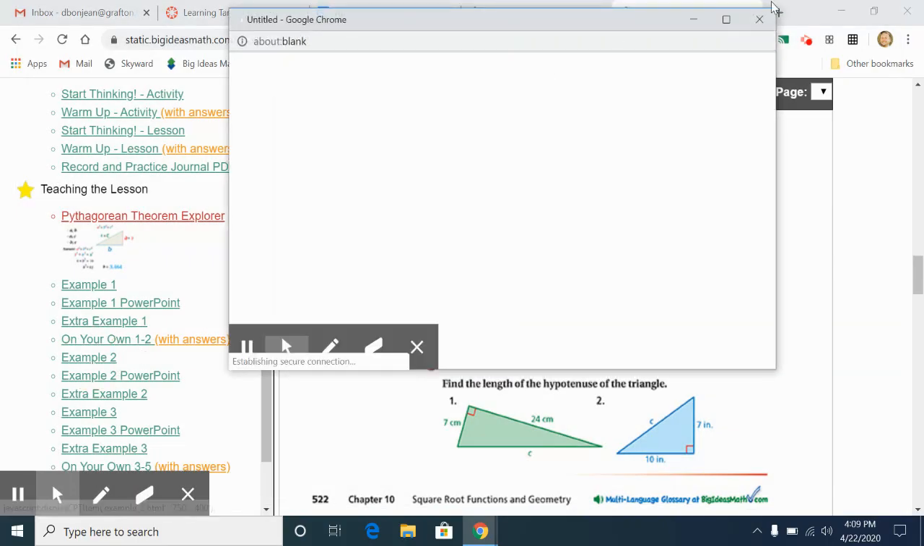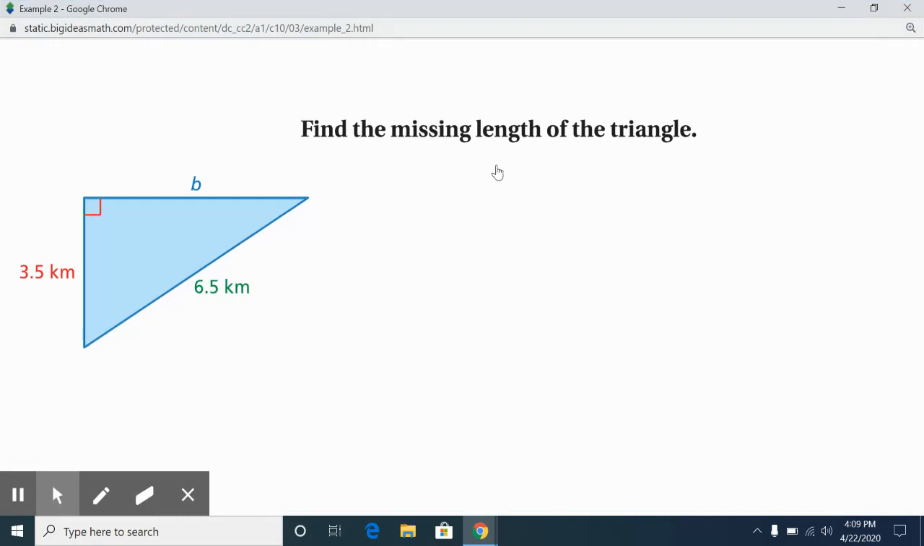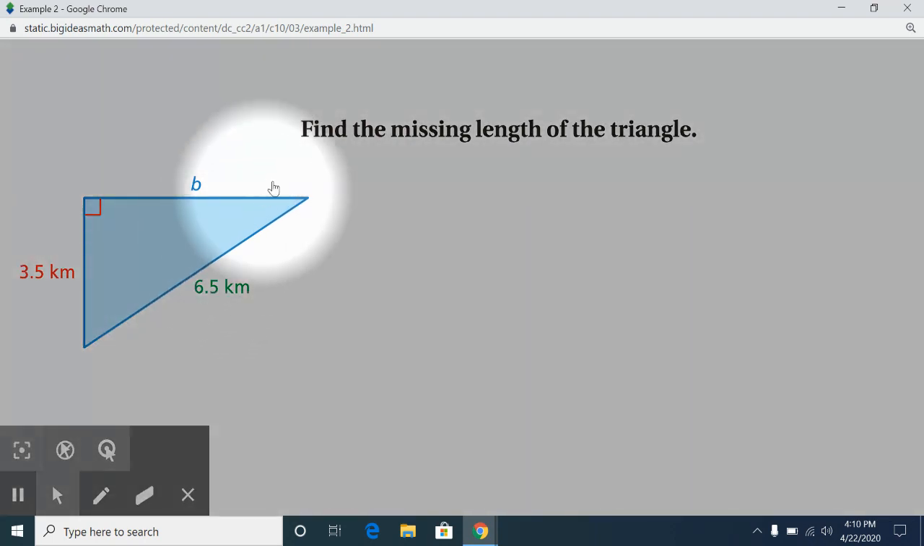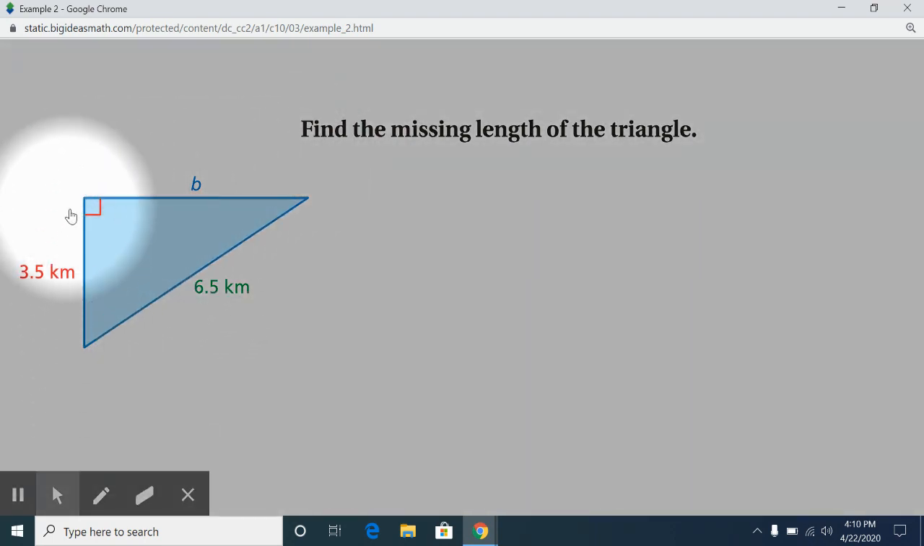All right, example 2 now, all right? When we're missing a leg of the triangle, okay? How do I know I'm missing a leg, right? Well, it tells me that I'm looking for B, all right? B is one of my legs. Also, these sides right here and right here come together to form the right angle, okay?